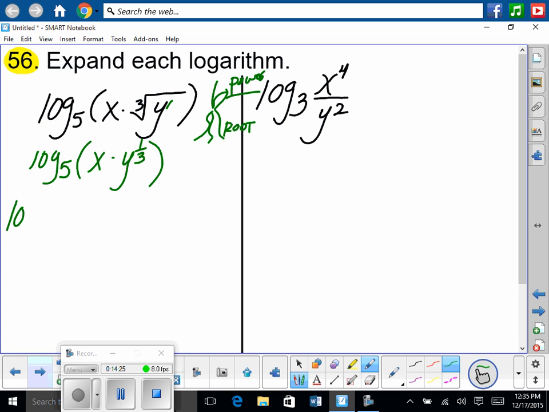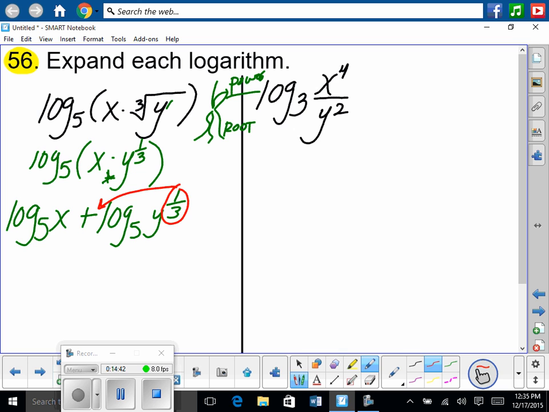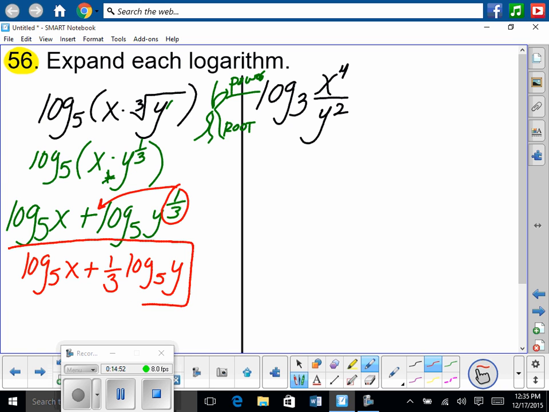So this is really what we have. And now we can rewrite it as two logarithms. So we have log to the base 5 of x. And since we're multiplying, we're going to add, but make sure you add that log to the base 5 of y to the 1/3. And then it's not considered simplified unless you have the exponents pulled down in front. So our final answer will be log to the base 5 of x plus 1/3 log to the base 5 of y. This is the expanded version of this.